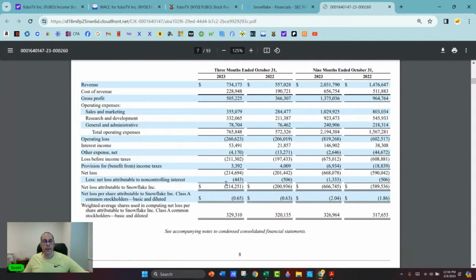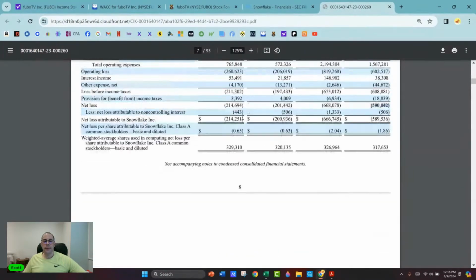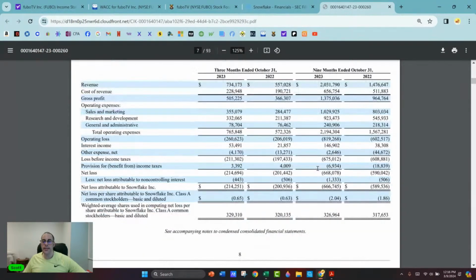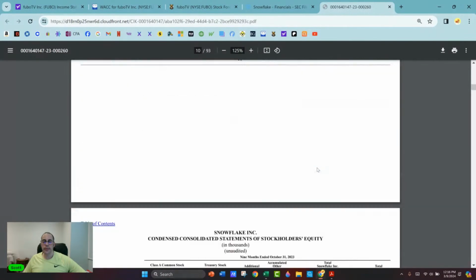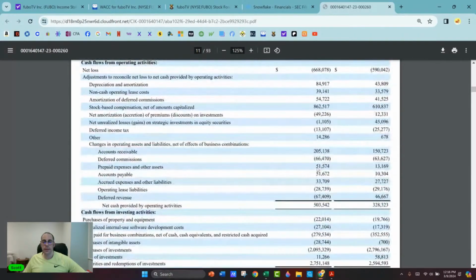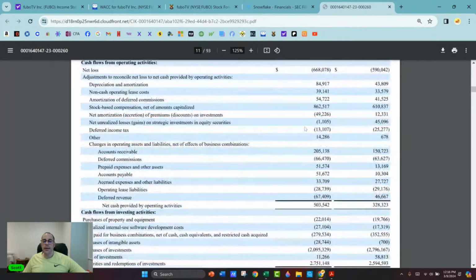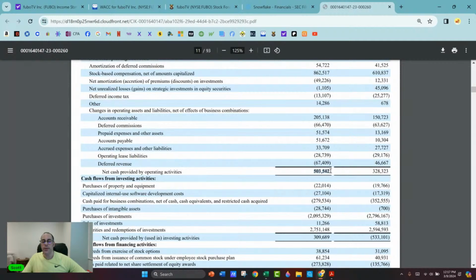So they have negative net income. They always have negative net income. In the past 9 months, they had negative 668 million of net income. So a net loss of 668. But the way you calculate free cash flow, it's operating cash flow, 500 million.